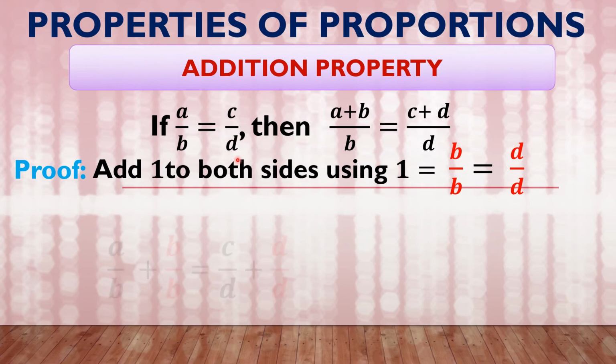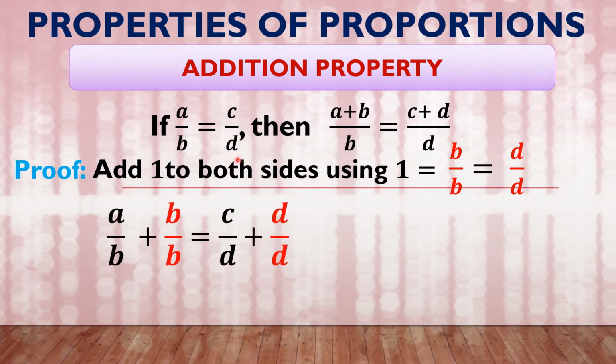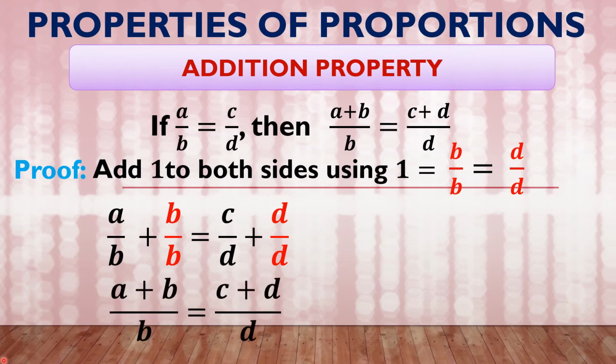So, here it is. A over B plus B over B is equal to C over D plus D over D. So, notice they are similar fractions. They are similar fractions. So, the rule is just simply adding the numerators and just simply copying the denominator. So, therefore, A plus B over B is equal to C plus D over D. So, done. We proved it. No?